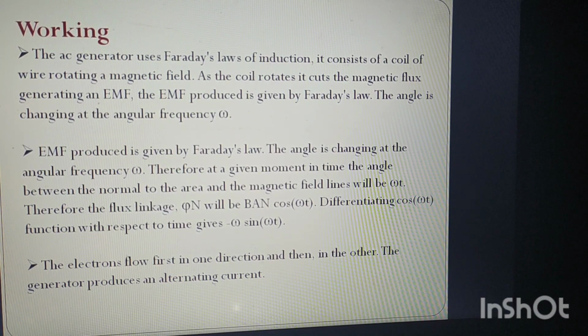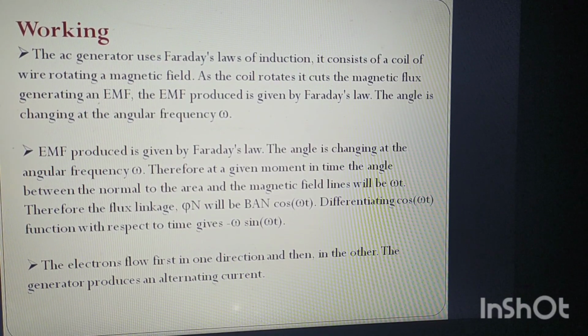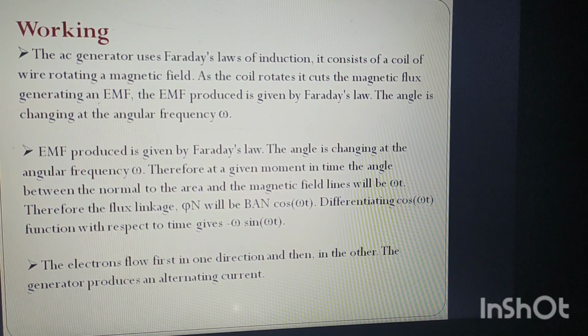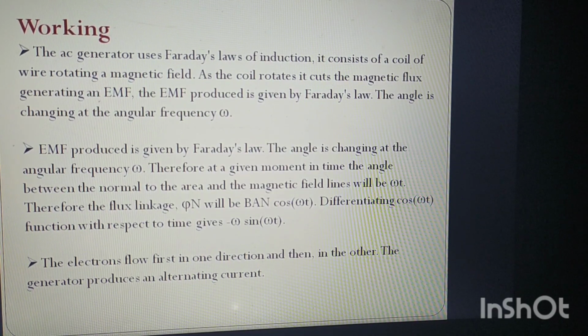We already know this AC generator works on the principle of electromagnetic induction. It uses Faraday's laws of induction for its basic principle of working. It consists of a wire which is rotating in the magnetic field. As this coil rotates, what happens? As this coil rotates, there is some magnetic flux which is generated about this coil. Now what is happening?